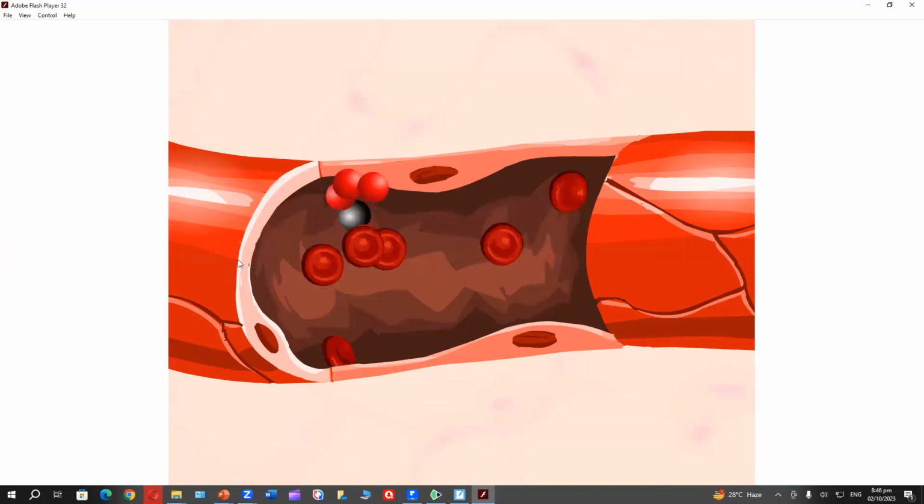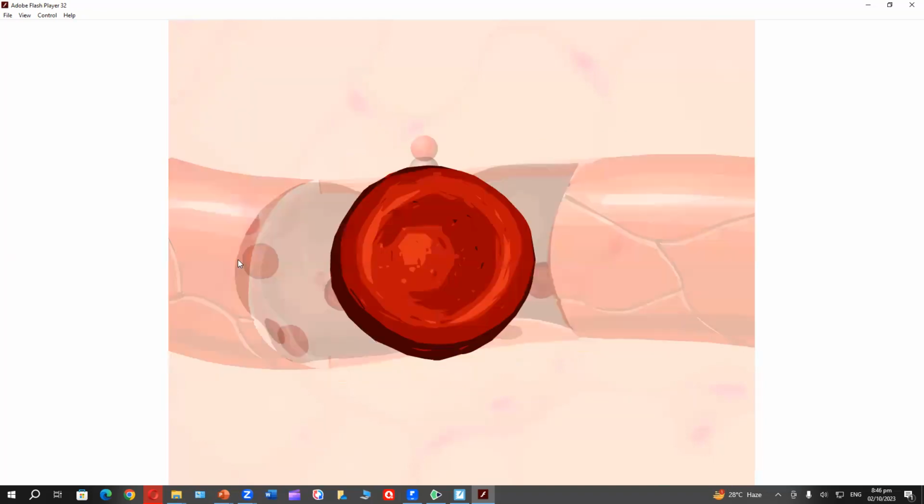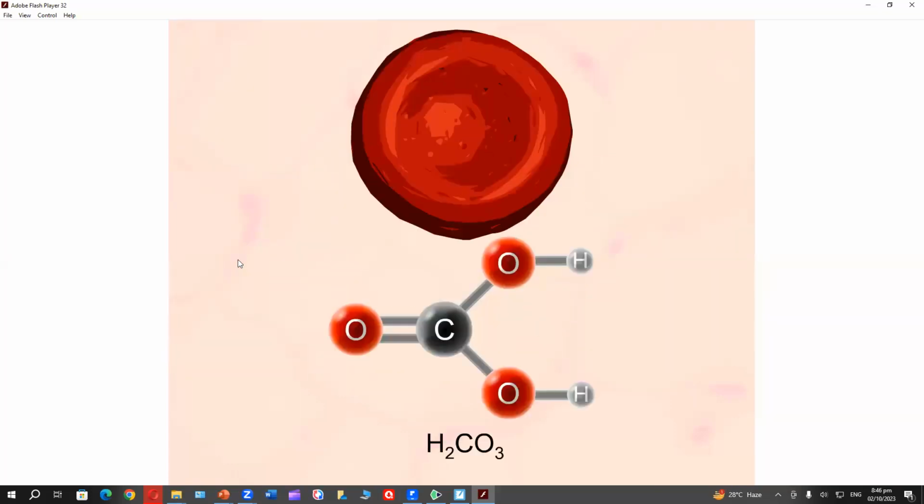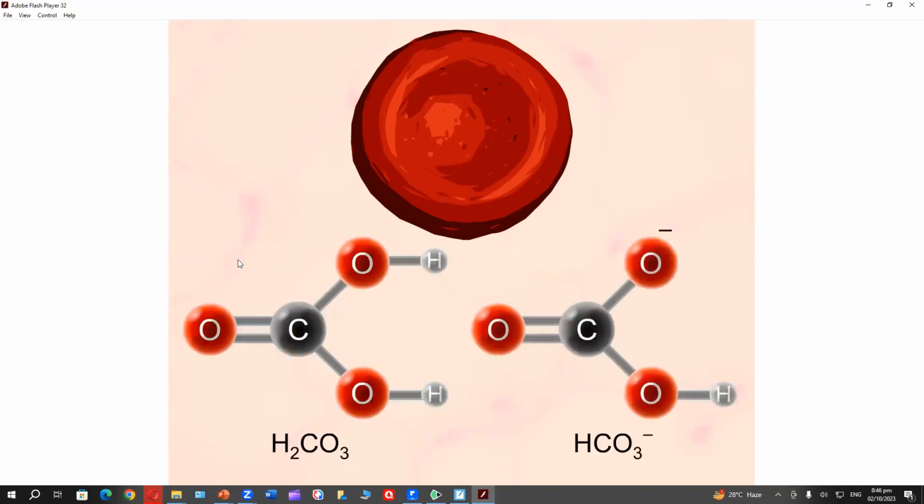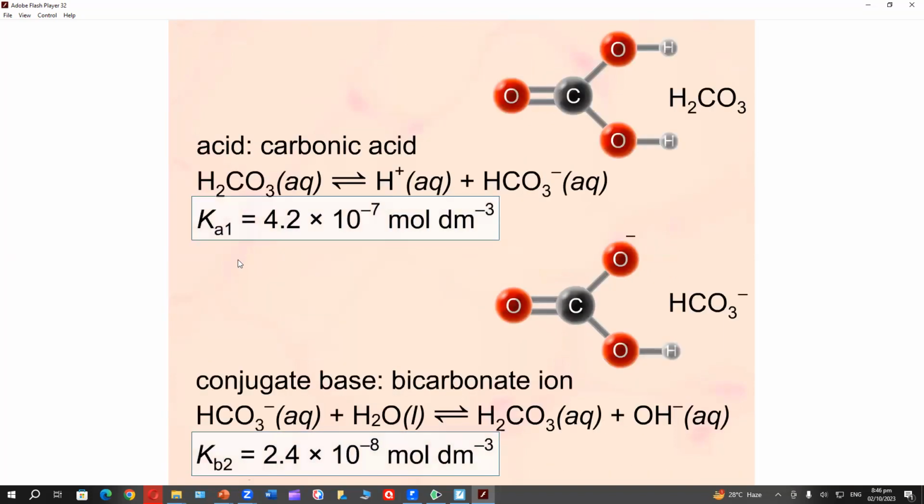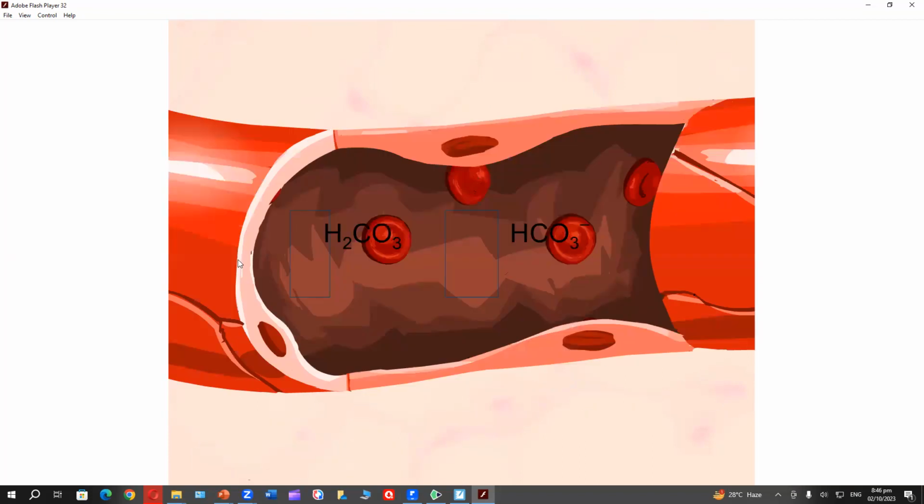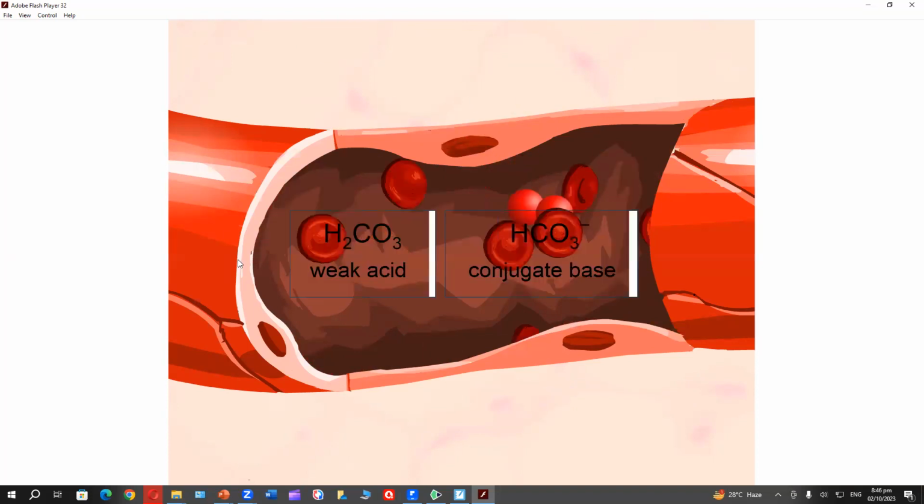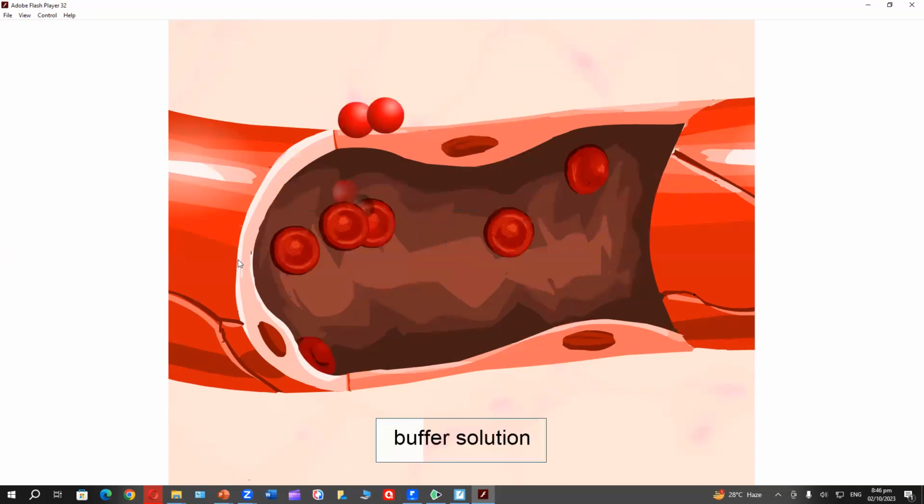Effective control of the pH is possible because blood contains a certain amount of carbonic acid, which is a weak diprotic acid, and also a certain amount of its conjugate base, the bicarbonate ion. The delicate balance between the concentrations of these two species allows the pH of blood plasma and erythrocytes to be maintained at a constant level. Solutions containing weak acids and their conjugate bases are capable of maintaining their pH at a certain stable value. Such solutions are called buffer solutions.